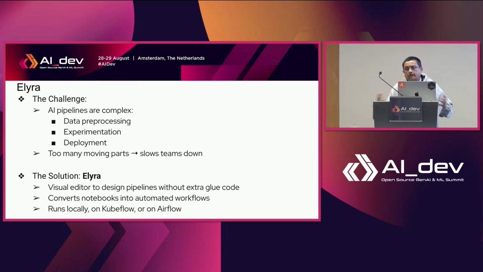And if there's a team of data scientists, they can collaborate using these kinds of tool sets. So Elyra is a visual editor. Basically, it's part of the Jupyter notebook. It's used to design pipelines with extra glue code. It converts your notebooks into an automated workflow. I'll show you that, and it runs locally on Kubeflow. Locally, you can use Kubeflow.